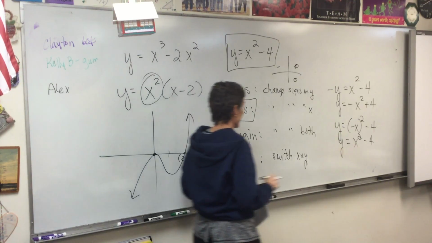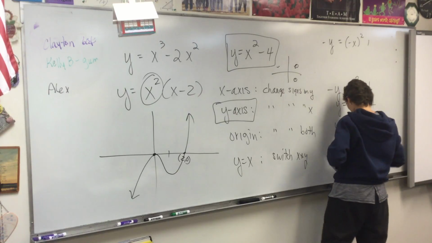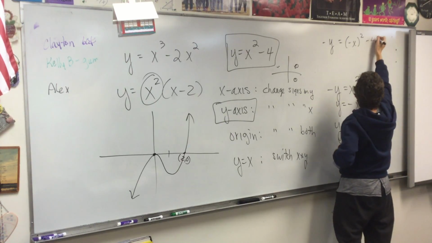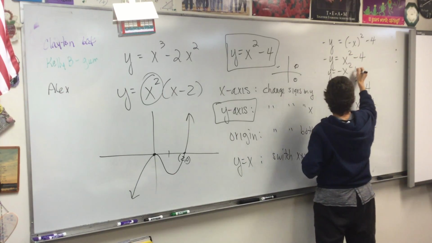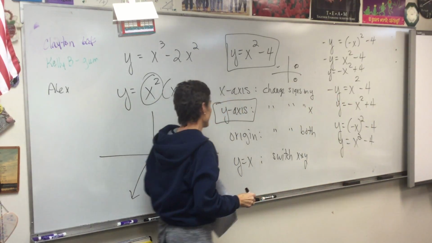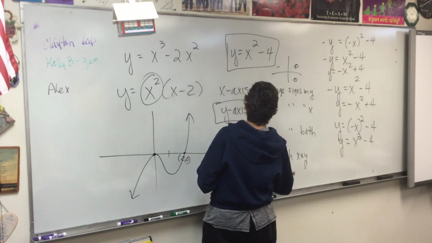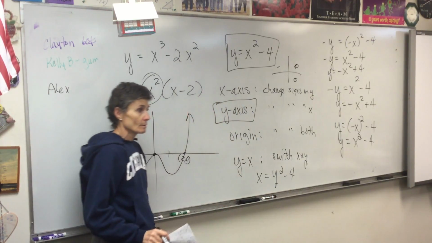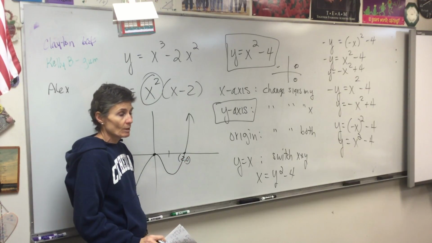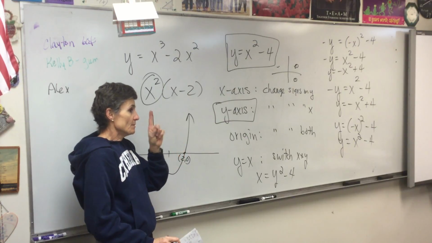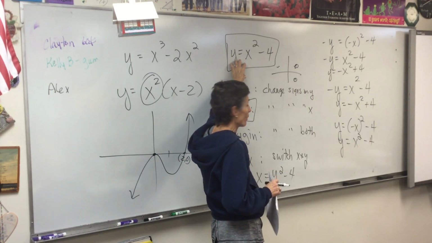Now, what if I change both signs? Well, then I'd have negative y equals negative x squared minus 4. Is this the same equation that I started with? No, it is not, so I do not have symmetry about the origin. And if I switch the variables, I get this equation, which is completely different, right? So what symmetry does this have? Y-axis.